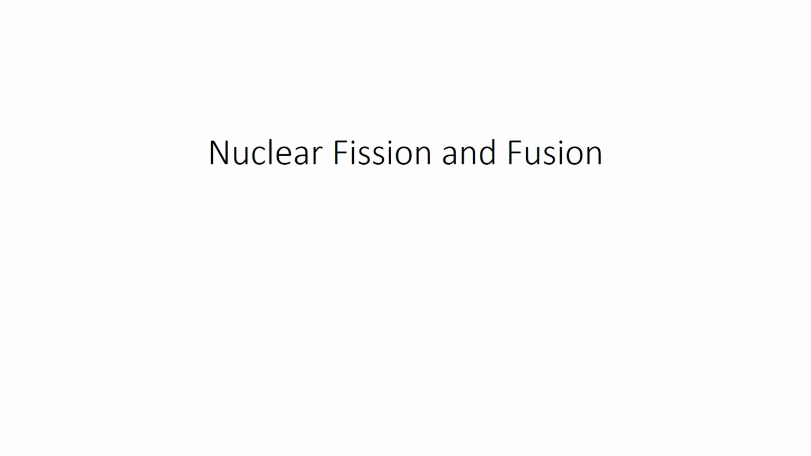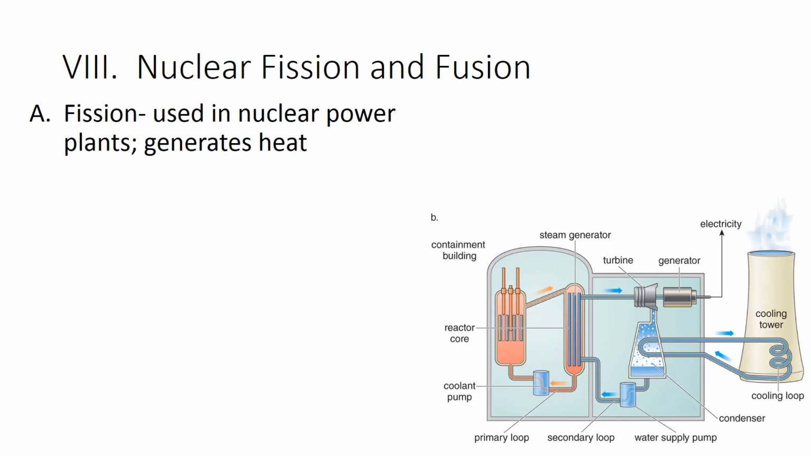All right, our last topic in nuclear chemistry is a discussion on the difference between nuclear fission, which happens in power plants, and nuclear fusion, which only happens on the sun. All right, let's talk about nuclear fission first. Nuclear fission is where you have a heavier nucleus that splits apart into lighter nuclei. This is used in nuclear power plants, and we use it to generate heat.